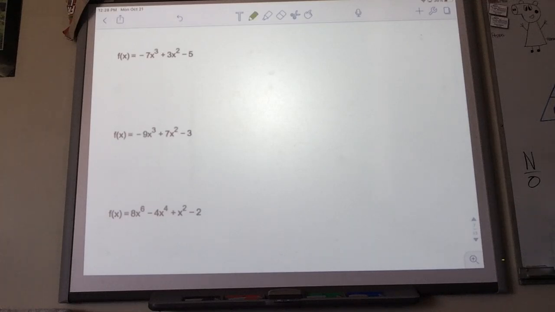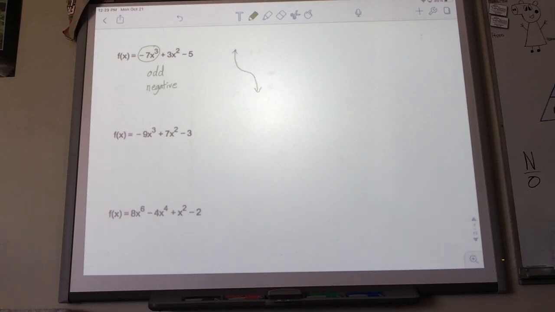So first, we need to look at our first part, this. So that is an odd and a negative. Okay, odd means that the end behaviors are going to be opposite of each other. And negative means it needs to end up going down in the end. So they're going to be opposite, and it needs to go down. So it'll look like this.